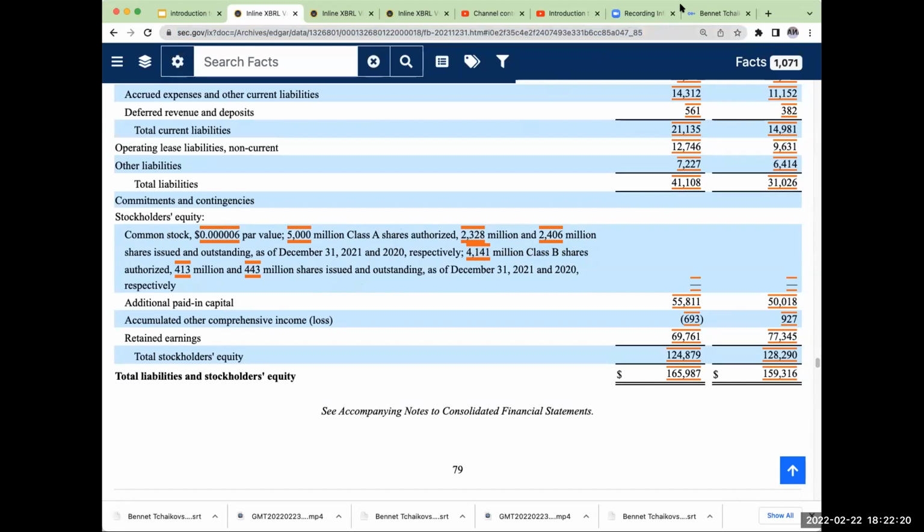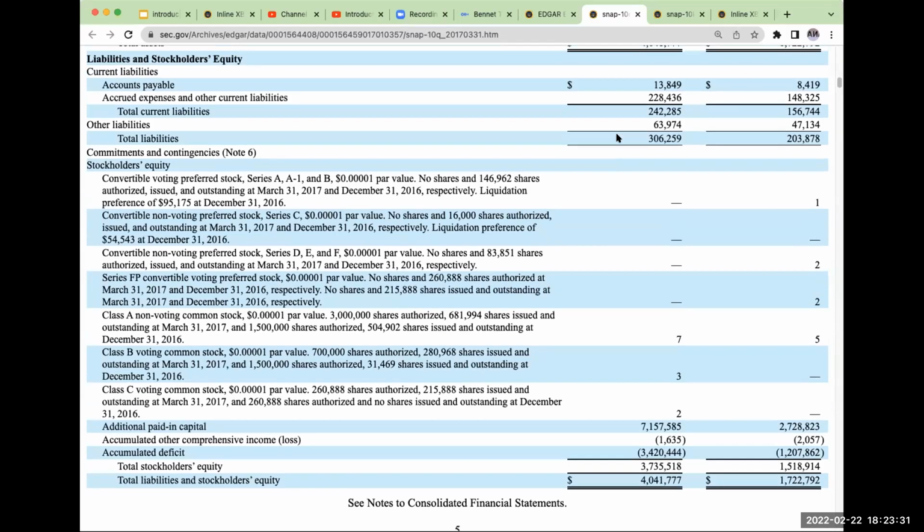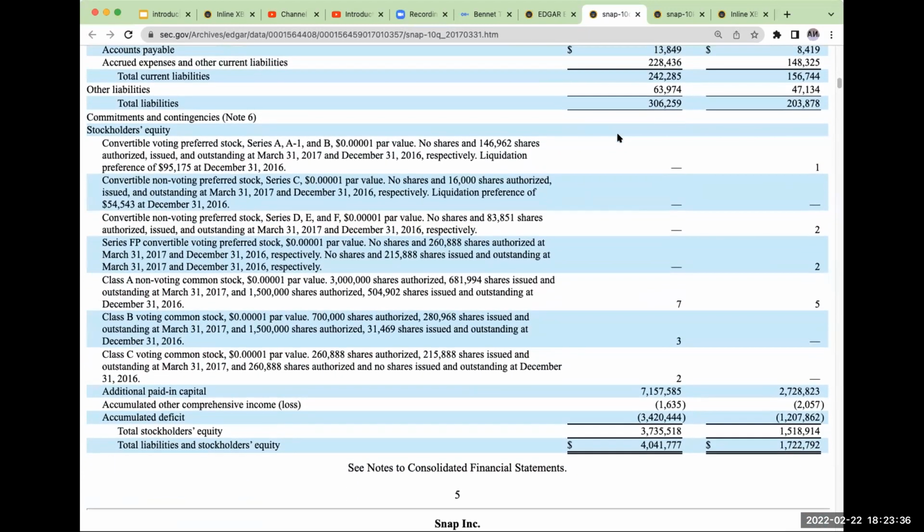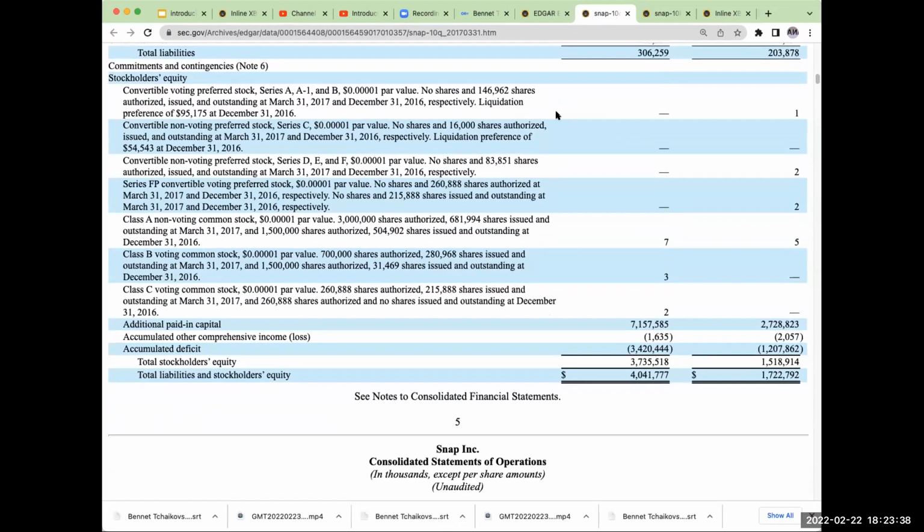Let's now take a look at Snap, not Crackle and Pop, but just Snap. So this is Snap, and this is a few years ago, but the reason why I'm showing you this is so we can see all the different kinds of crazy different types of common stock you might have. You can have convertible preferred stock, convertible non-voting preferred stock, Series D, E, and F, Series FP, convertible voting preferred stock, Class A non-voting common, Class D voting, Class C voting.